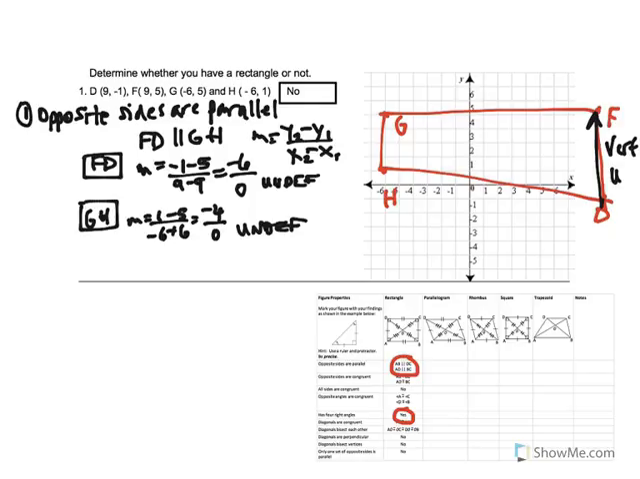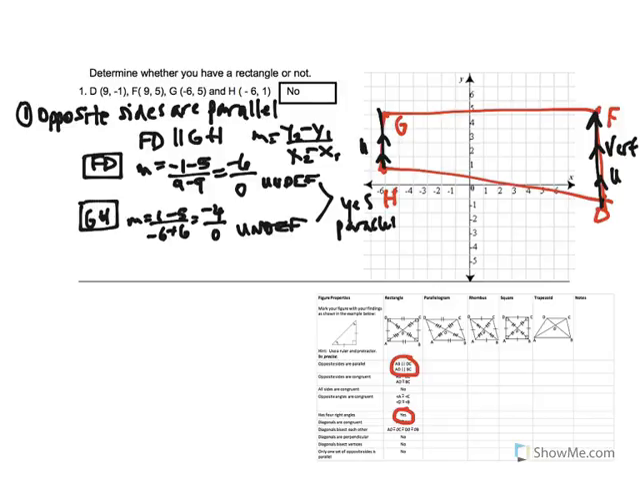So now we have 2 slopes that are undefined. And this makes sense, right? Because look at this line. It goes straight up, so it has an undefined slope. Two undefined lines have the same slope, so therefore they are parallel. So we write yes, parallel.